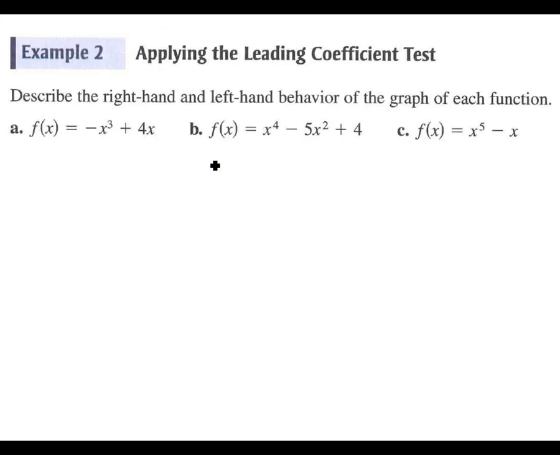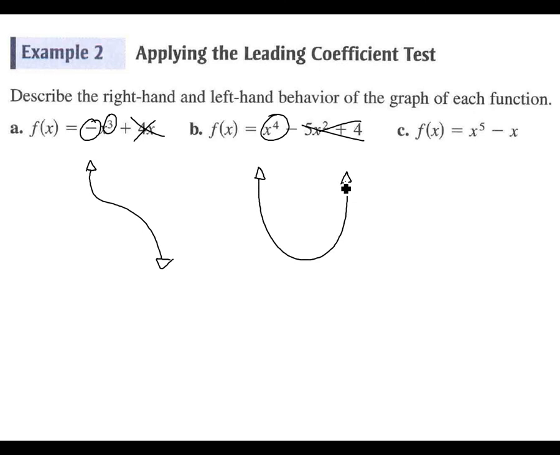All right, so the question that's going to be asked is describe the left and right hand behavior of these graphs. So this is, I don't care about 4x at all. I'm just looking at the largest exponent. Our degree is 3, and it's a negative. So I know it's got to start high, finish low. Okay? On this one, I don't care about any of this. I'm just looking at x to the 4th. Since it's positive, I'm going to start high, finish high.